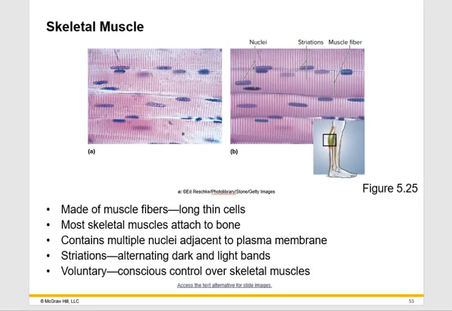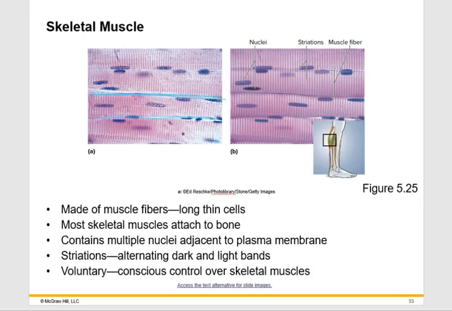Starting with skeletal muscle. Skeletal muscle is composed of very long, thin cells. These cells are called muscle fibers. Skeletal muscle has the function of being attached to bones and to provide the force that allows movement. We can identify skeletal muscle in a couple of different ways. With skeletal muscle, you can see how there's a boundary here and here. That is showing you different cells.